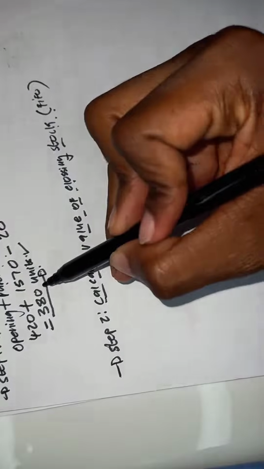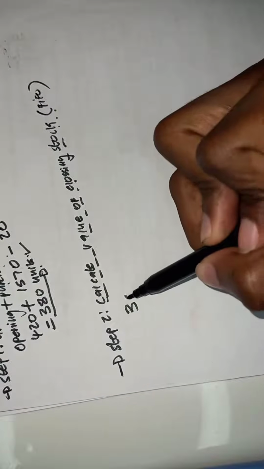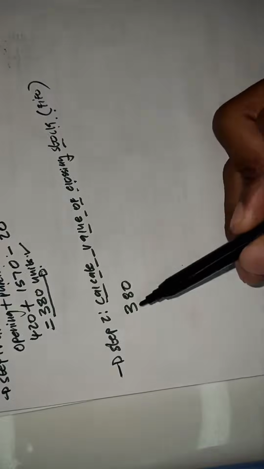You take the answer that you got on step 1, which is 380 units. That's the answer that you got. Then you go to your last purchases. You want to find out where this 380 belongs to according to the Fifo method. The Fifo method assumes that the stock that we bought first is the first stock that we are going to sell. Here's this thing that I'm talking about on our information here. The first stock that we bought is on June.